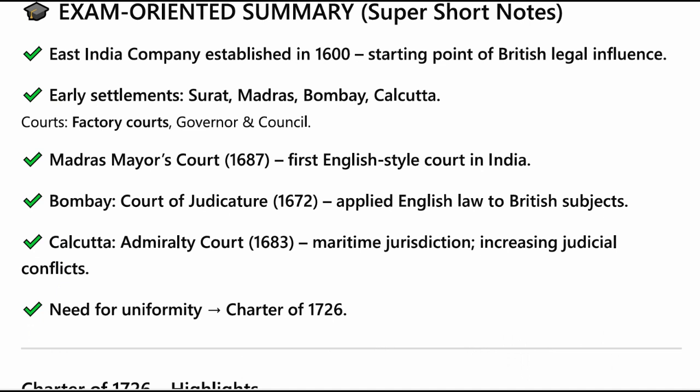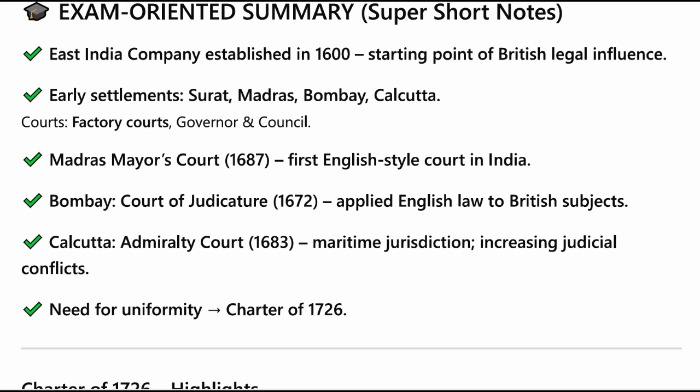So just to summarize quickly again, East India Company was established in 1600, which was the starting point of the British legal influence. Early settlements were in Surat, Madras, Bombay and Calcutta. The courts were basically factory courts which were handled by the governor and council or the presidents of that settlement. The Madras Mayor's Court of 1687 was the first English-style court in India, which had 12 aldermen and a mayor. The Court of Judicature of 1672 was set up in Bombay.